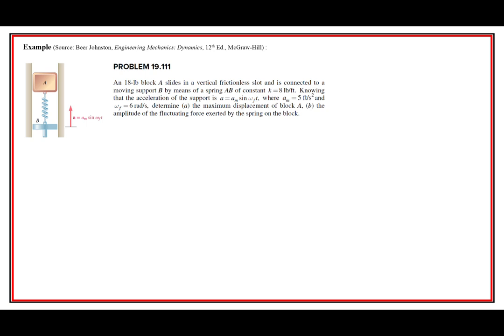All right, here's another example from Beer Johnson. We have an 18-pound block. It slides in a vertical frictionless slot, and it's connected to a moving base right here by means of a spring that has a constant of 8 pounds per foot. Knowing that the acceleration of the support is this, A is equal to 5 times the sine of 6 times t, and these are in feet per second squared.